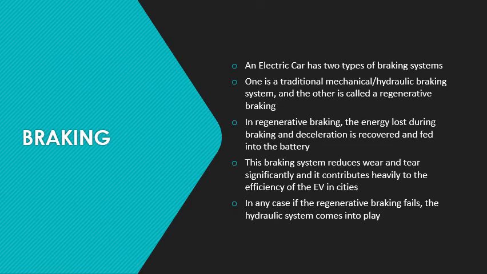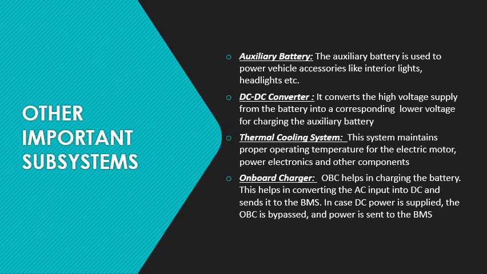Braking. Most electric cars have two types of braking systems. One is a traditional hydraulic braking system and the other is called regenerative braking. In regenerative braking, the energy lost during braking and deceleration is recovered and fed into the battery. This braking system reduces wear and tear significantly and it contributes heavily to the efficiency of the EV in cities where there is heavy traffic and we need to apply the brakes frequently. In any case, if the regenerative braking fails, the hydraulic system comes into play.